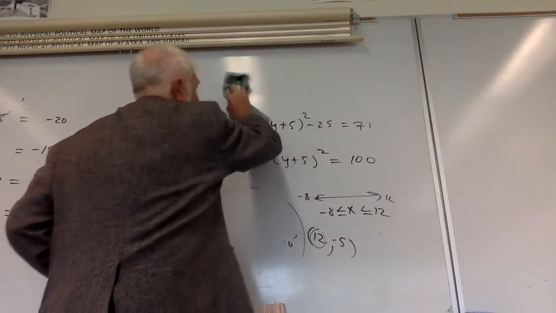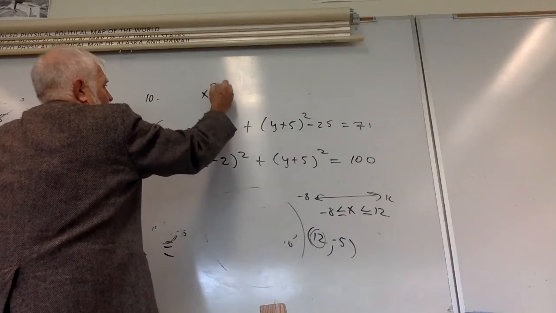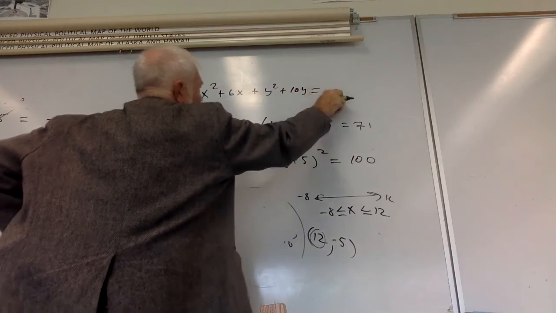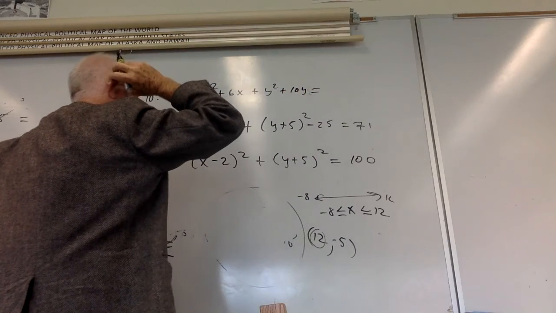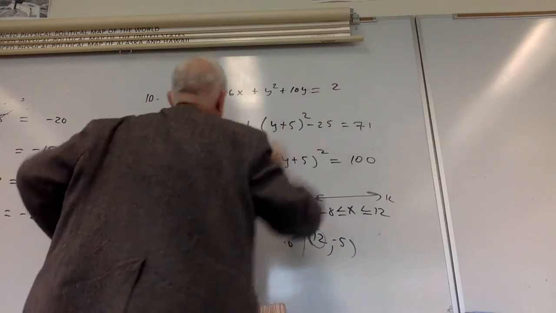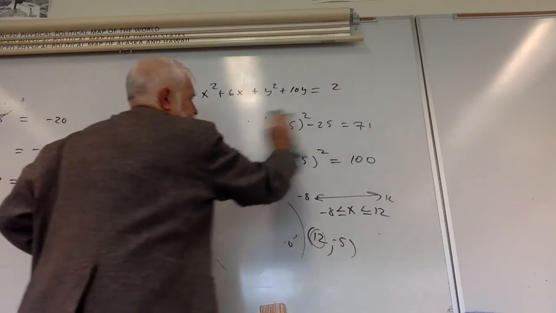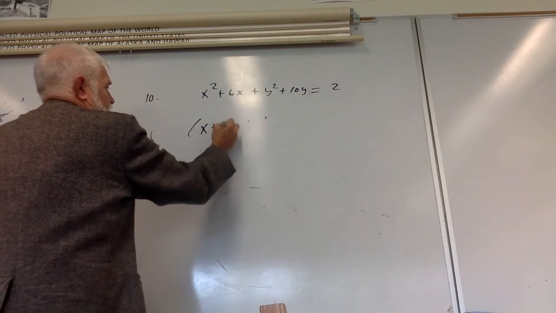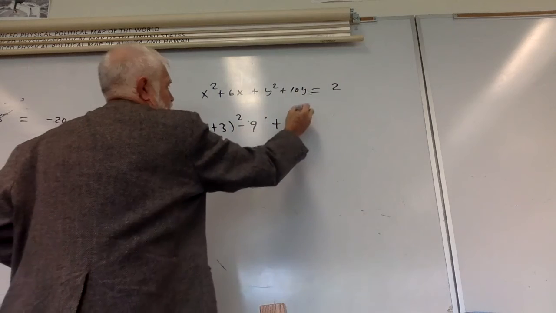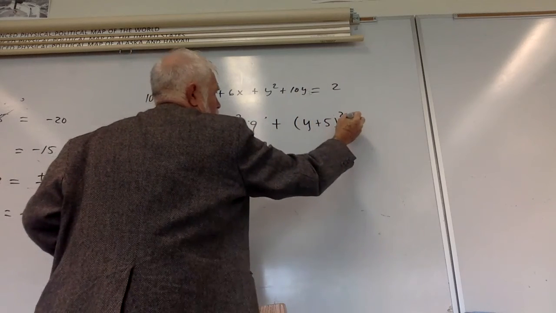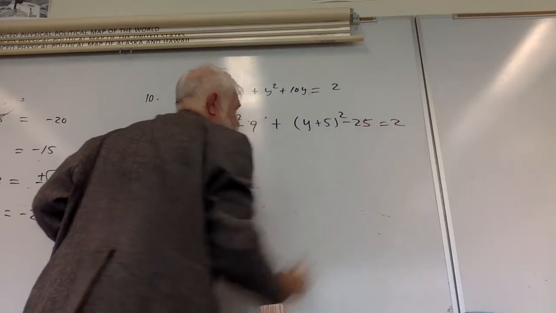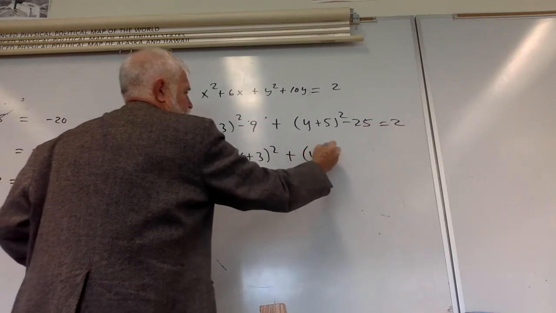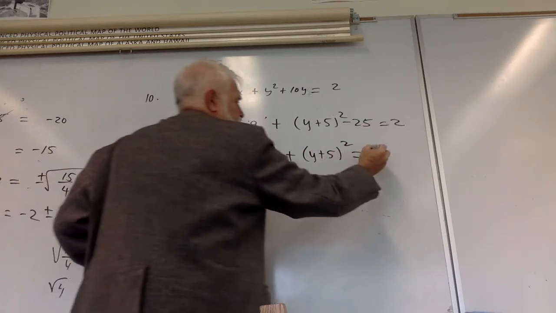New problem. You can get started on it while I erase. Let's do x squared plus 6x plus y squared plus 10y. And these numbers don't have to be nice, but I'll try to make them nice for you for starters. So 9 and 25, 34, will make it a 2. Okay? So you start doing that. And this is what you should have written. X plus 3 squared minus 9 plus y plus 5 squared minus 25 equals 2. X plus 3 squared plus y plus 5 squared, thank you, Pythagoras, is equal to 36.